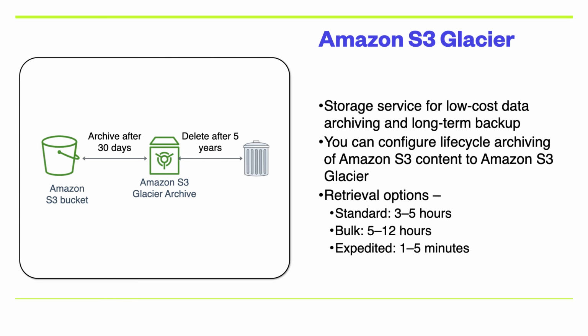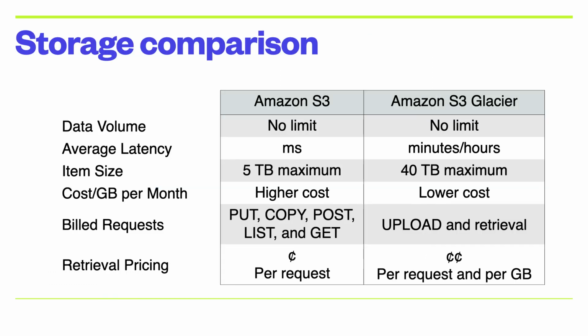Now, what are the differences between Amazon S3 Glacier and Amazon S3? Both have no limit on data volume. The average latency is milliseconds in Amazon S3, but the latency in Amazon S3 Glacier is minutes or hours. The item size is 5 terabytes for a single item in Amazon S3, but a single item in Glacier can be 4 terabytes of data. The cost per gigabyte is very high in S3 compared to Glacier. With S3 you use put, copy, post, list, and get, but in Glacier, you only deal with upload and retrieval.